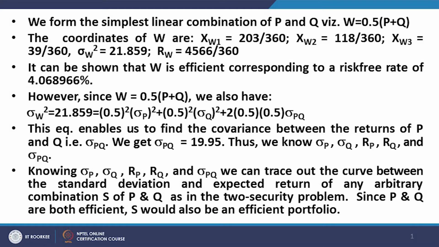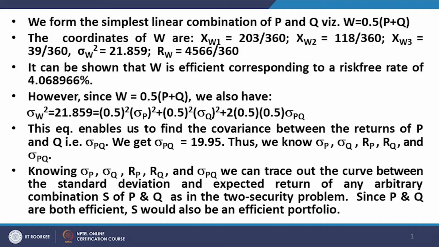But W now is a very important point, this is a very important slide. Now, W is equal to 0.5 into P plus 0.5 into Q. We know the cardinals of P and we know the cardinals of Q. In essence, we know the variance and the expected return of P and the variance and expected return of Q.